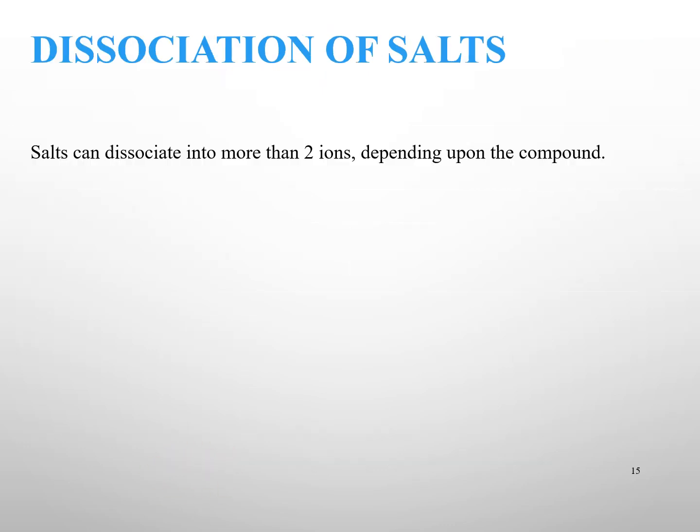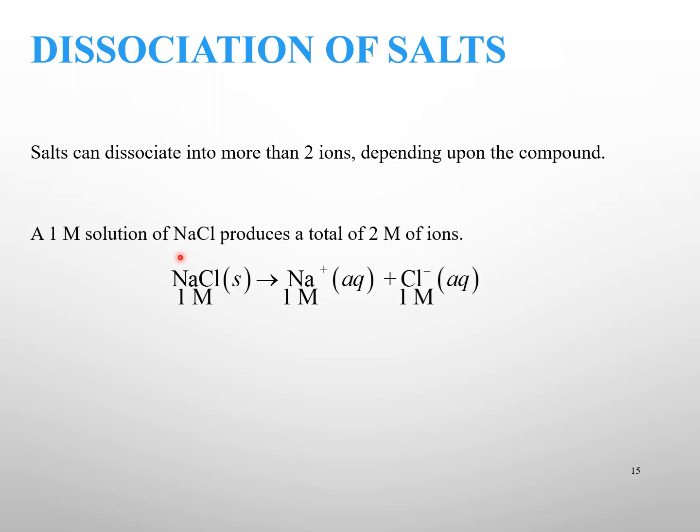So let's talk about salts. Salts will dissociate into the ions they came from to build them. Sometimes a salt is made of more than 2 ions, depending on the compound. If you have 1 molarity of NaCl, it will produce 2 molarity of ions because it gives 1 molarity of Na plus and another molarity of Cl minus. So you end up getting 2 molarities of ions.